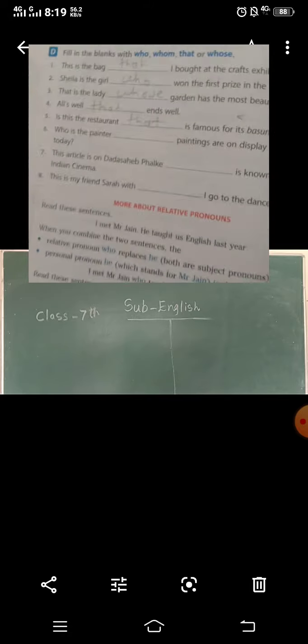Is this the restaurant that is famous for basundi? Is there any restaurant which is famous for basundi? So here that is used.